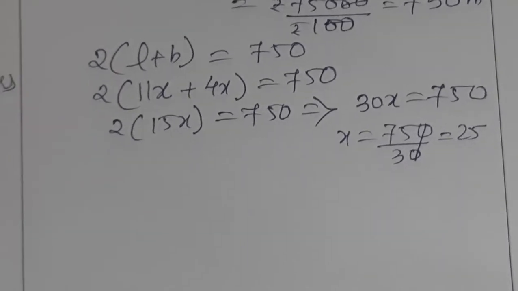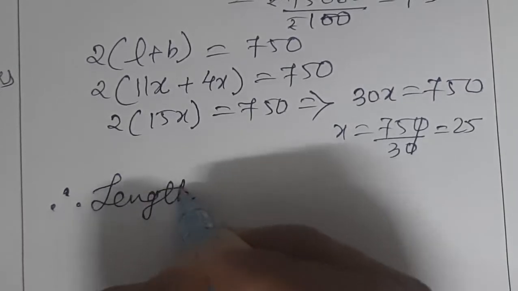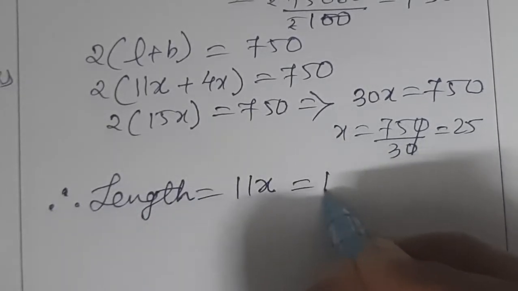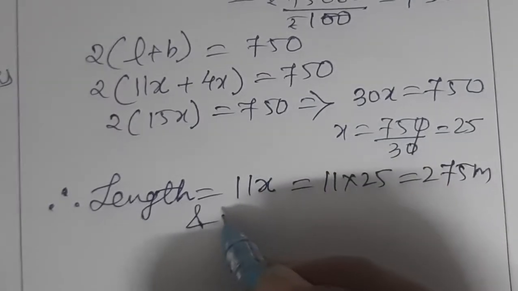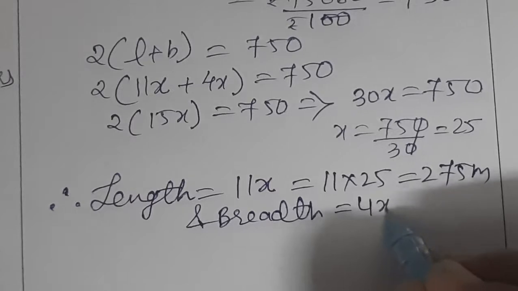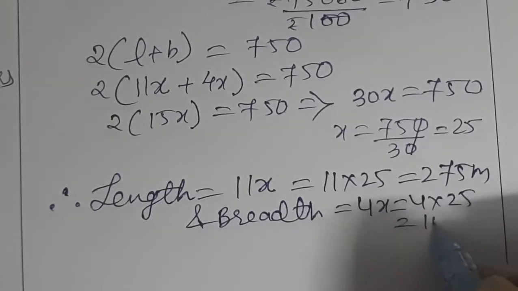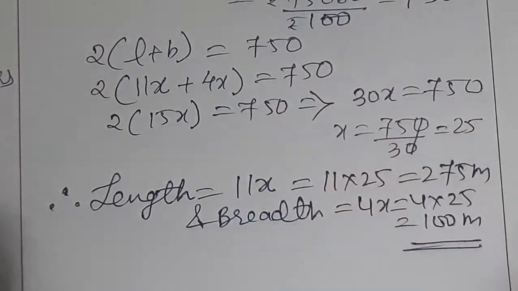Now we can easily find length and breadth. Therefore length equals, what is length? 11x. 11 into 25 equals 275 meter. And breadth, what is breadth? Breadth equals 4x. 4 into 25, 100 meter. So children, we have completed, and in similar way you can check also. So these are the dimensions, children. We need to find the dimensions. Dimension means length and breadth. So in this way we have completed the question. You can check also.